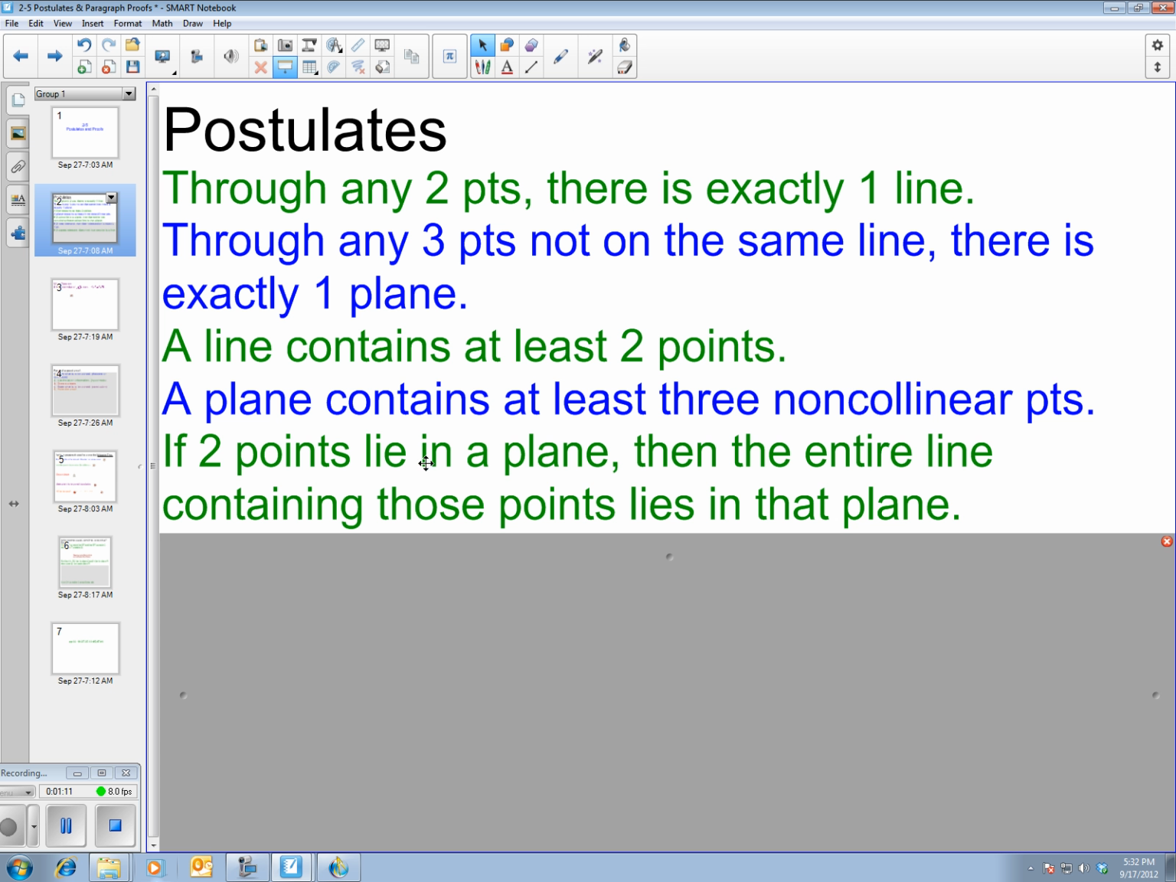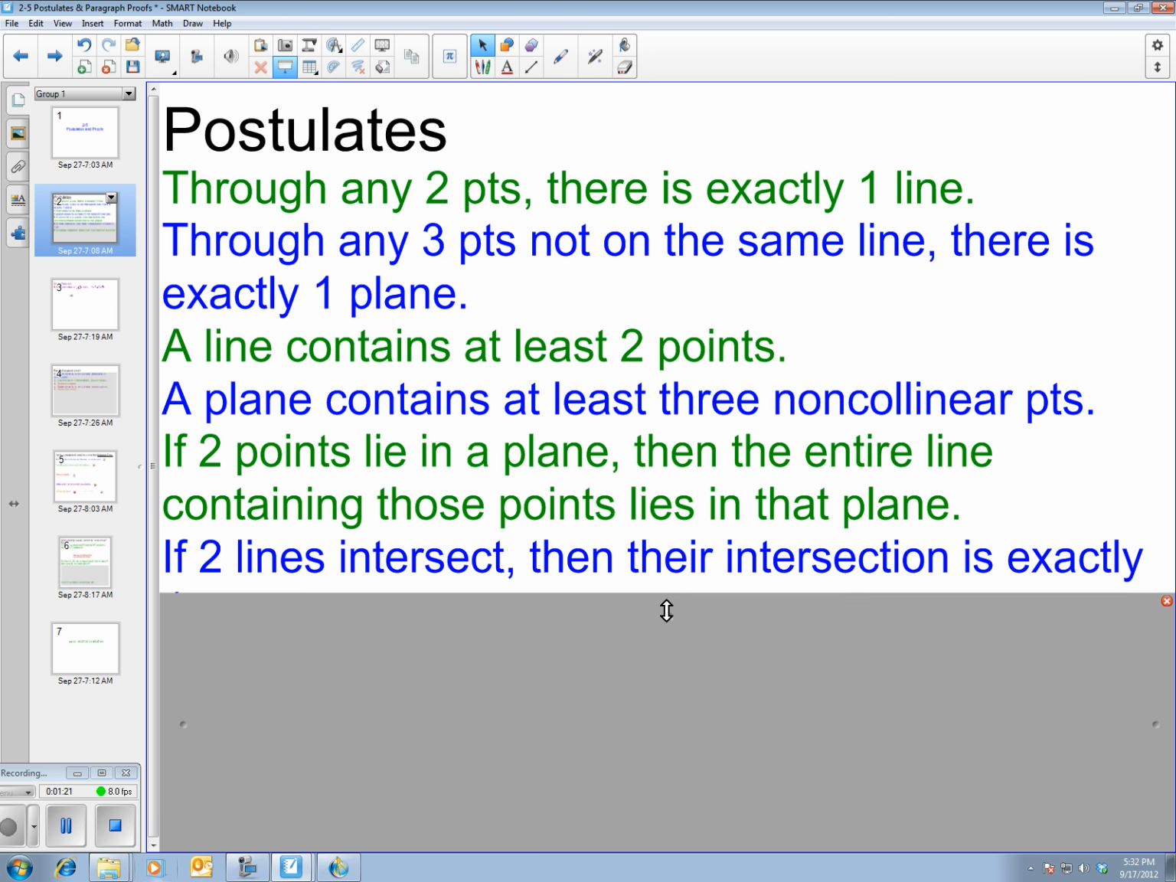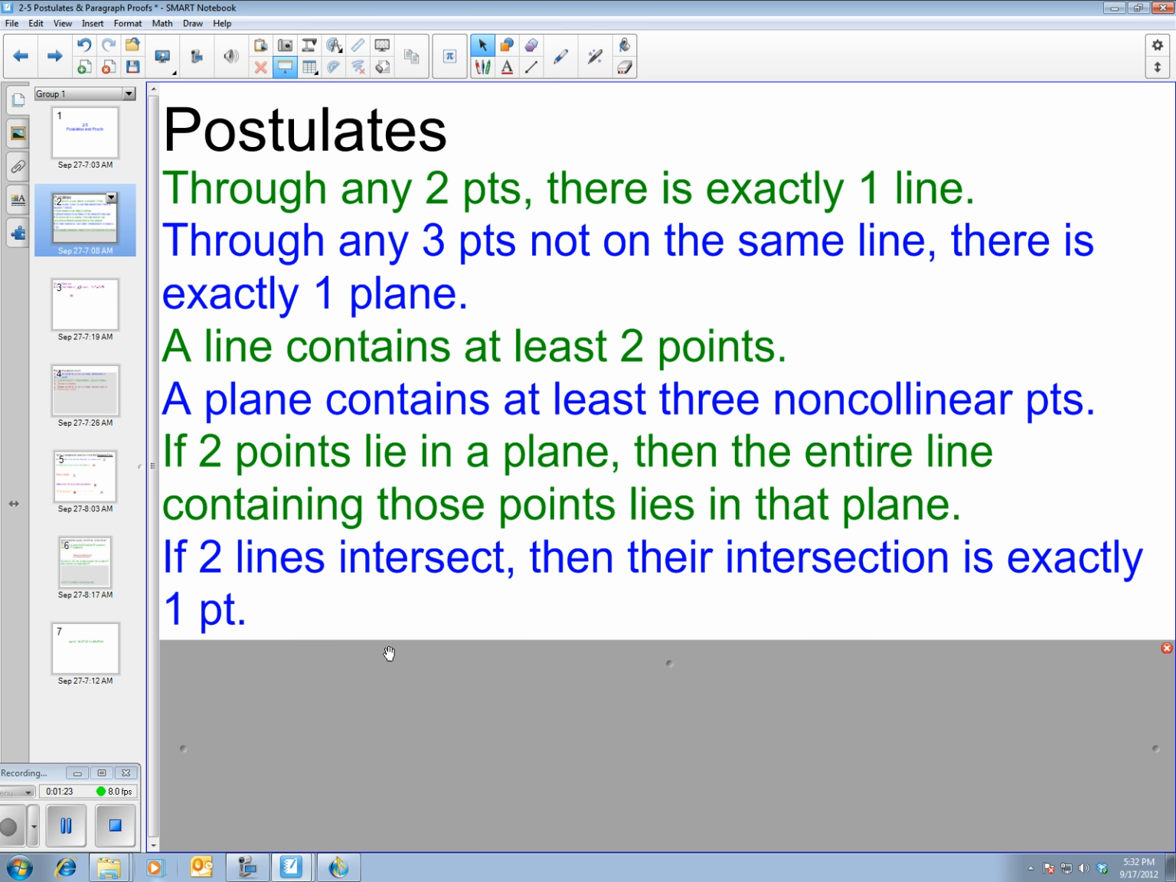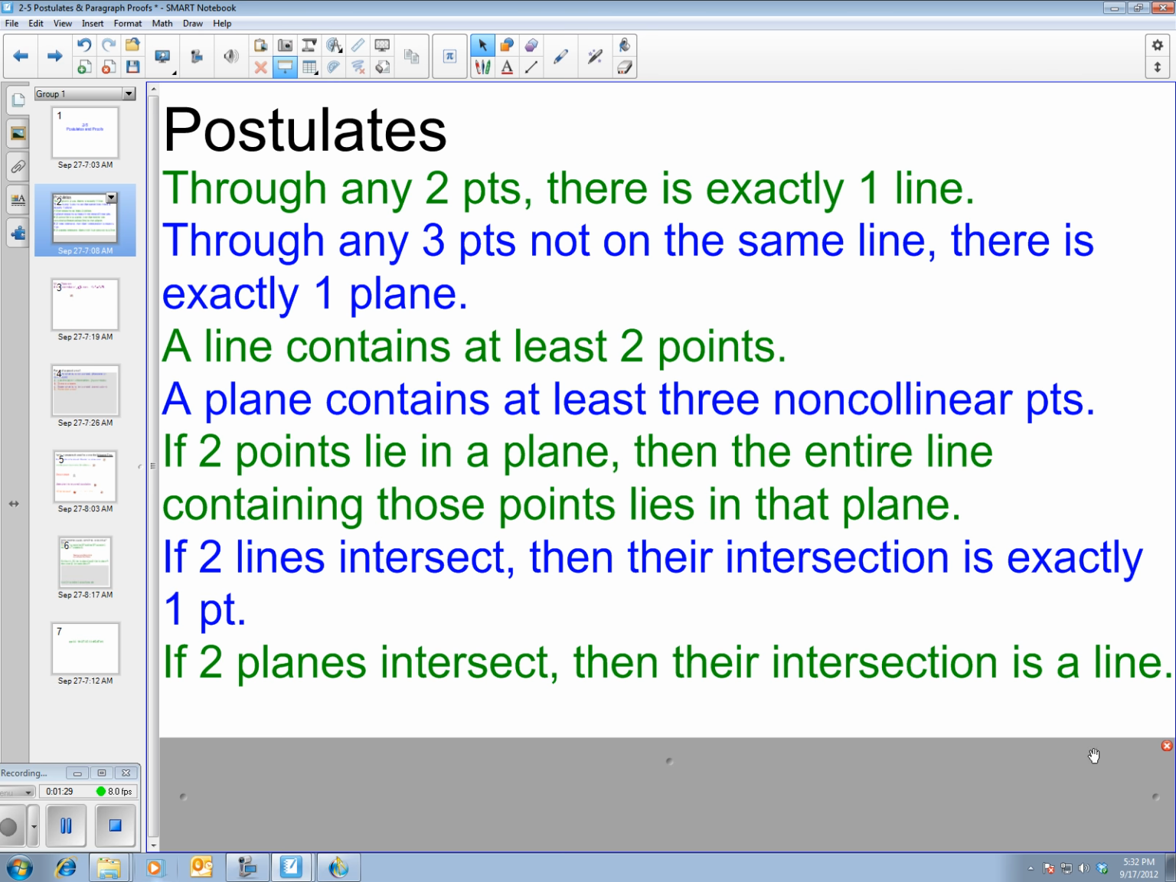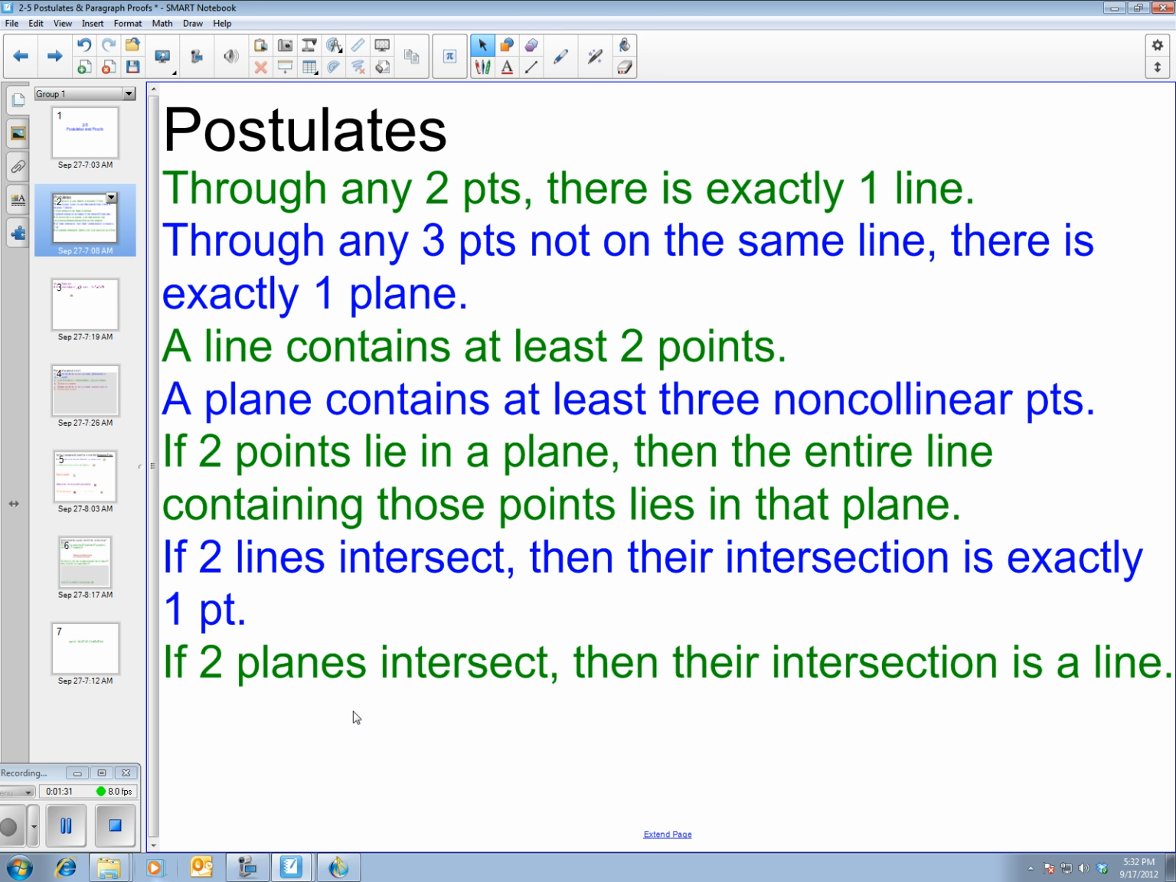If 2 points lie in a plane, then the entire line containing those points lies in that plane. If 2 lines intersect, then their intersection is exactly 1 point. And lastly, if 2 planes intersect, then their intersection is a line. Always a line, never a point.